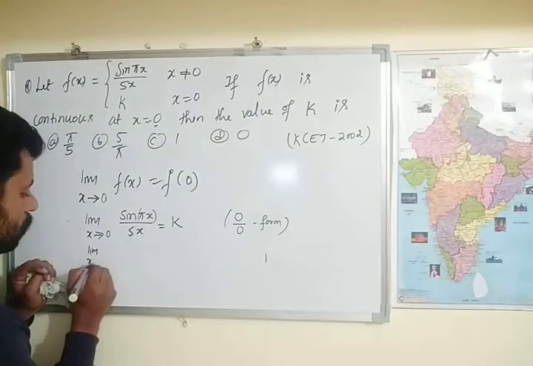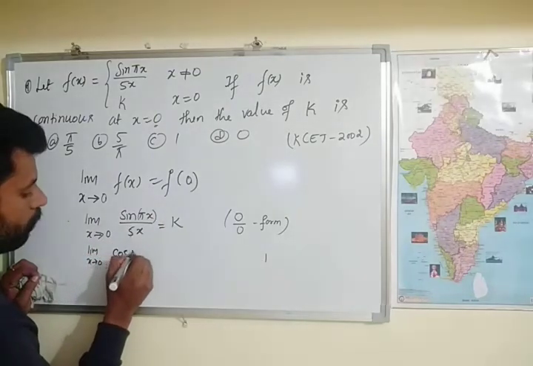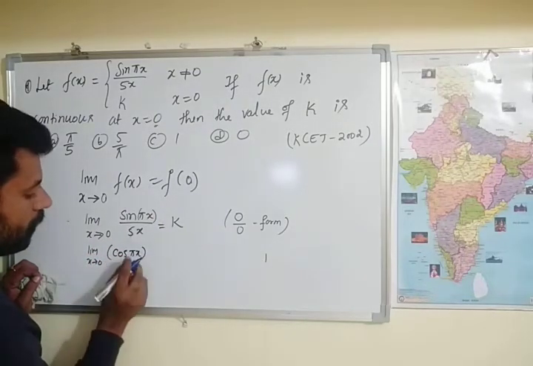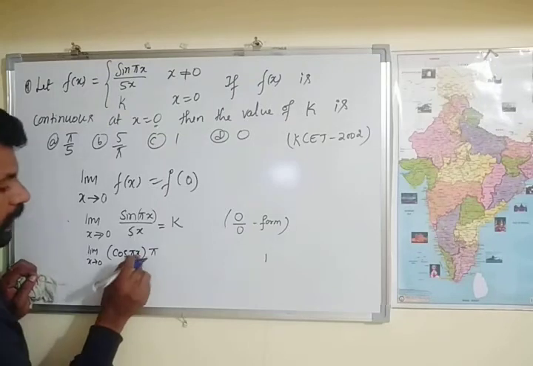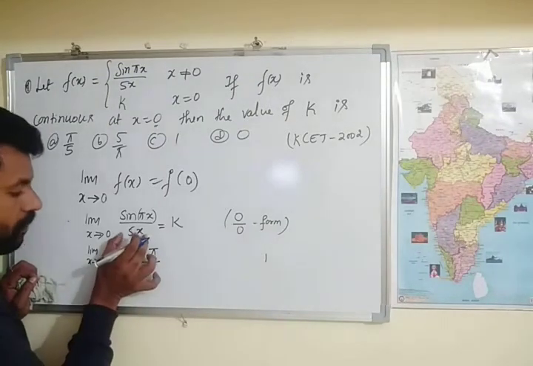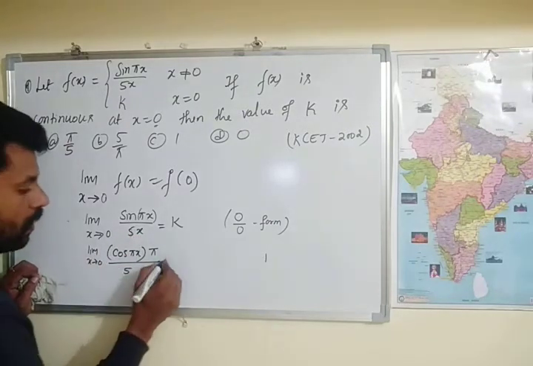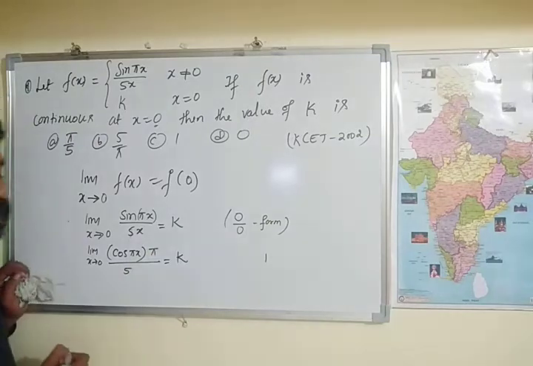Limit x tends to 0. The derivative of this numerator is cos of pi x into the derivative of pi x, which is pi. The derivative of x is 1, into pi is pi. Denominator derivative of 5x is 5 into the derivative of x, which is 1. Here we get pi over 5 equals the right hand side, k.